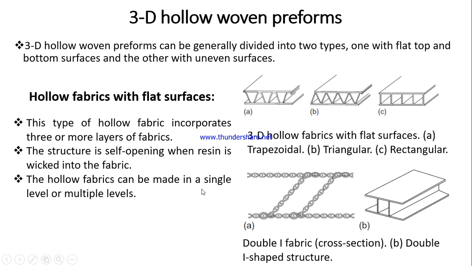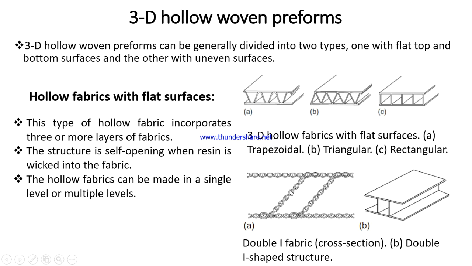The hollow fabric can be made in a single level or multiple levels. All these types of structures are single level structures, or if you want a multi-level or multi-layer structure, that is also possible. That means another layer of hollow fabric can be developed on the top of this surface. In this way multiple levels can be created.